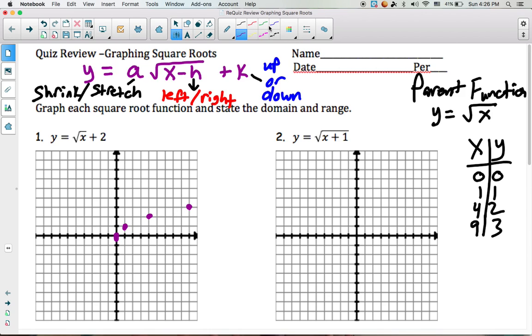Now what we're going to graph is y equals the square root of x, which is your parent function, plus 2. That plus 2 on the end, if you look at this formula up here, y equals a times the square root of x minus h plus k, is a k value. It's being added on outside of the radical. So that will move the graph either up 2 units or down 2 units. If k is a positive number, it's going to go up 2. So we take each of these points and move them up 2.